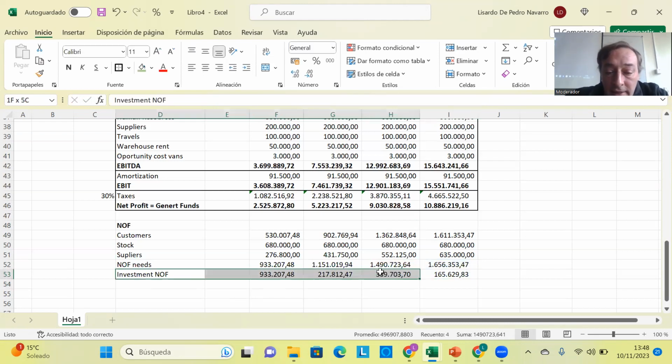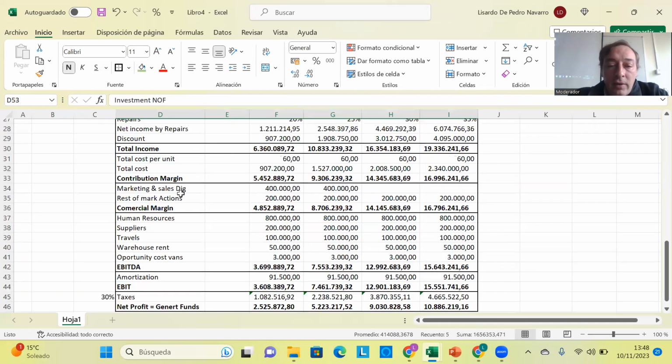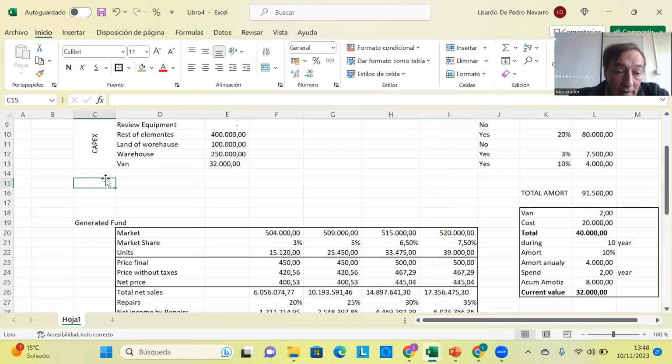So these are the figures that we have to include in our project, because it's the investment, not the needs that we have. So here we have the NOF.